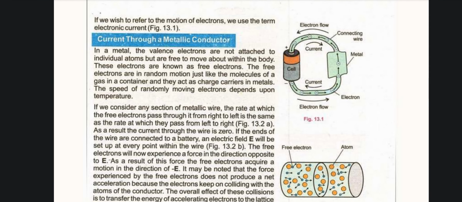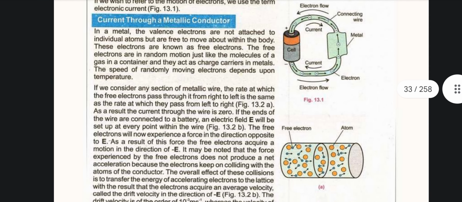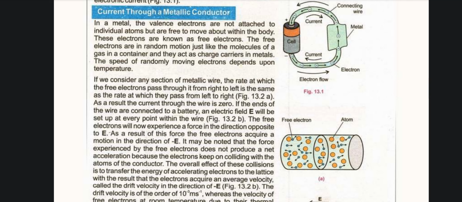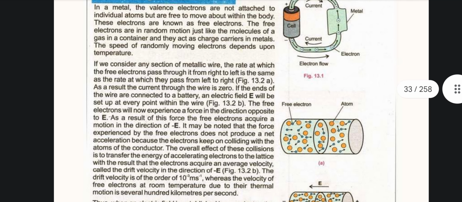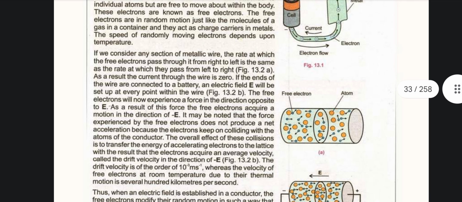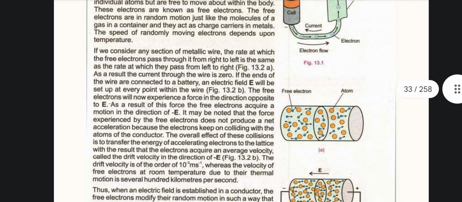Let's see how the current flows through a metallic conductor. In a metal, the valence electrons are not attached to the individual atoms but are free to move about the body. These electrons are known as free electrons. The free electrons are random in motion, and just like the molecules of gas in a container, they act as a charge carrier in metals, and the speed of the randomly moving electrons depends upon the temperature.